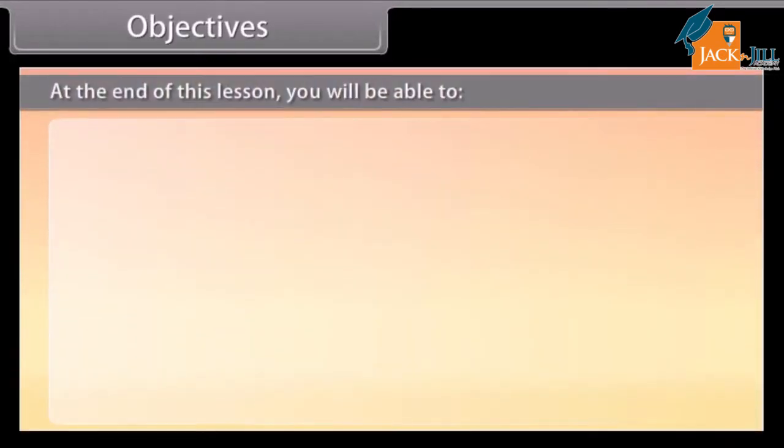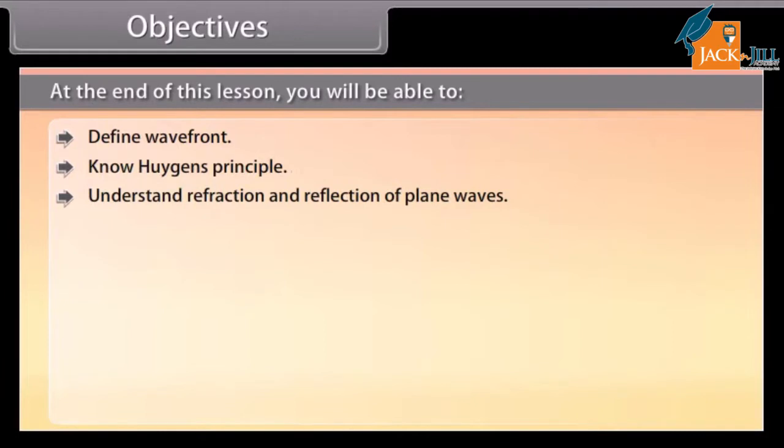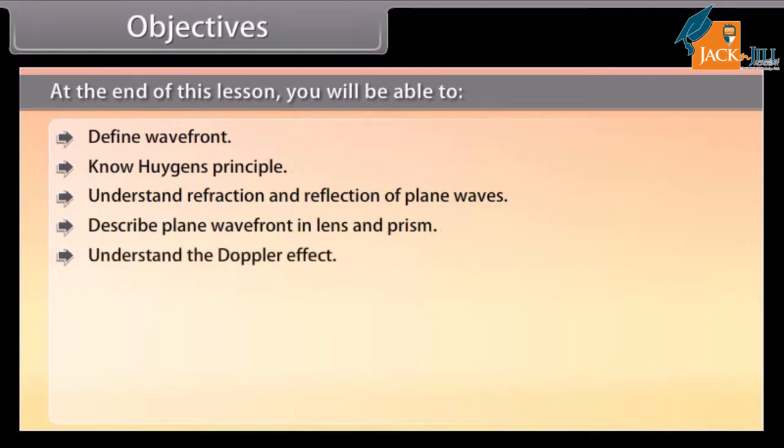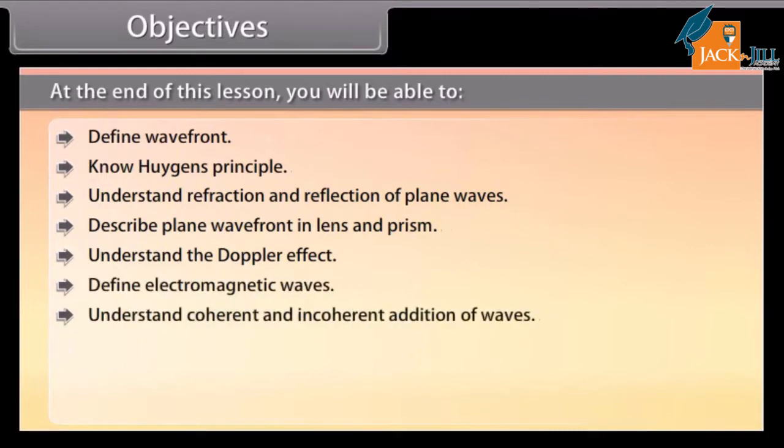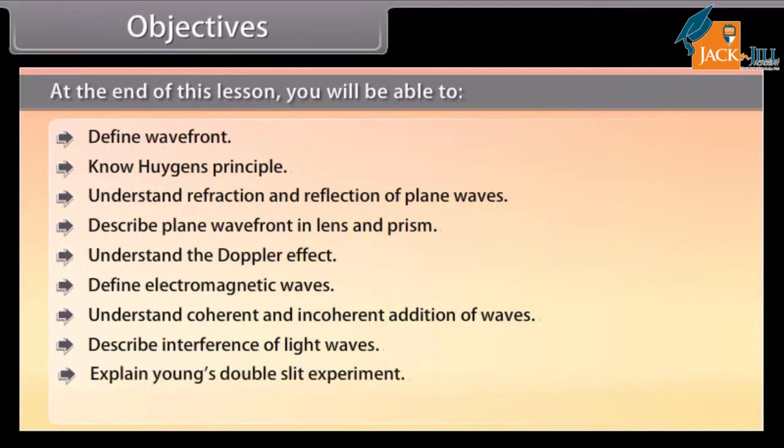Objectives. At the end of this lesson, you will be able to define wave front, know Huygens principle, understand refraction and reflection of plane waves, describe plane wave front in lens and prism, understand the Doppler effect, define electromagnetic waves, understand coherent and incoherent addition of waves, describe interference of light waves, explain Young's double-slit experiment, explain conditions for sustained interference.